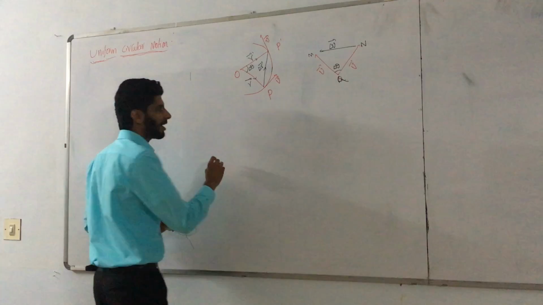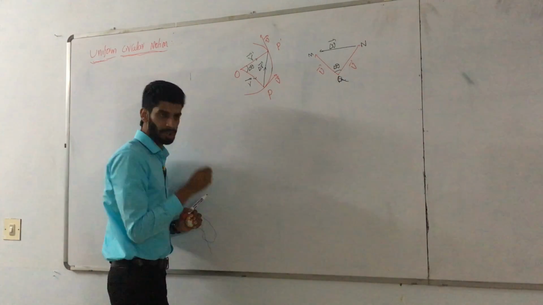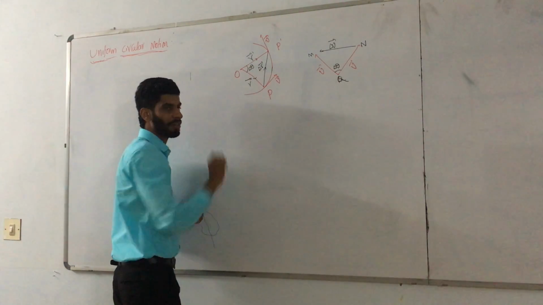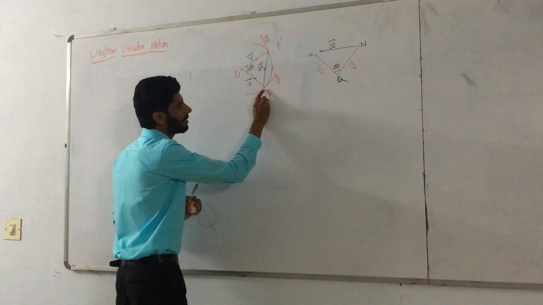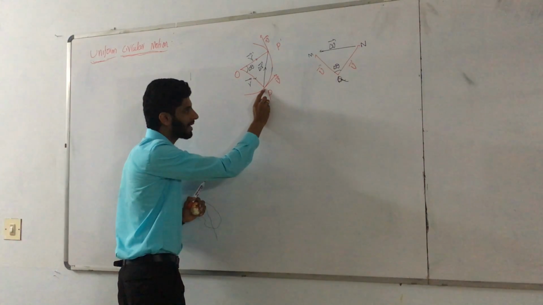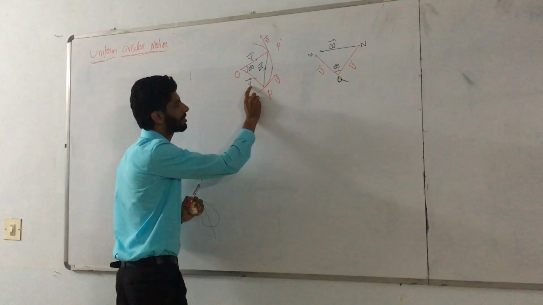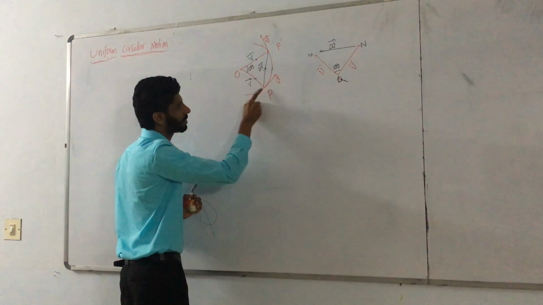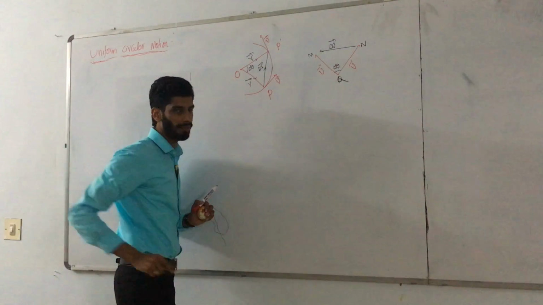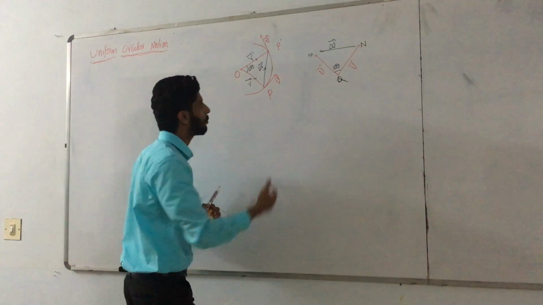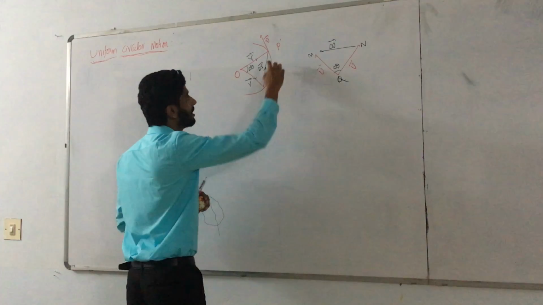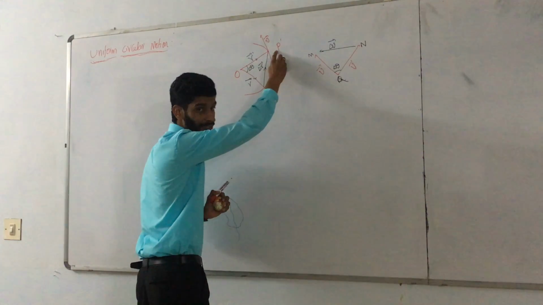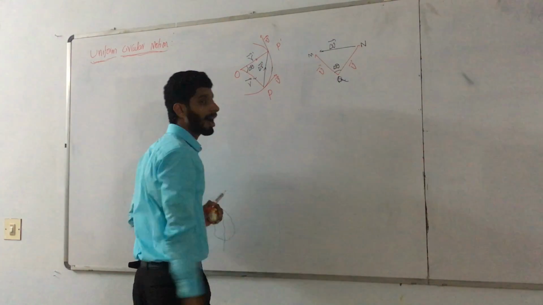What I have is a body which is moving in a circular path of constant radius. At some time, the body is at this point P, and the radial vector is drawn from the origin to the point P. That is our r vector. After some time t1, or maybe after some time t, the body is at point P dash. So the radial vector is r dash.